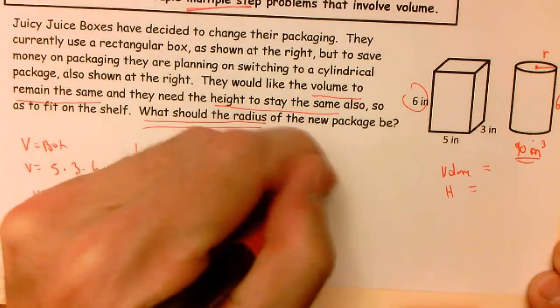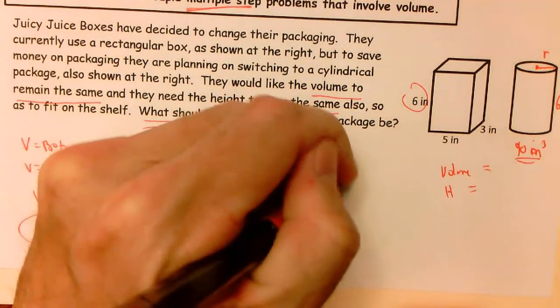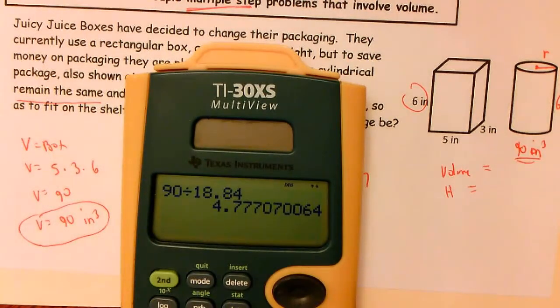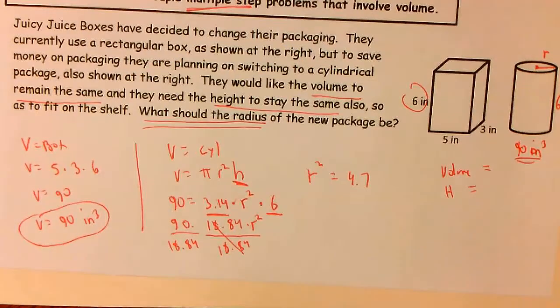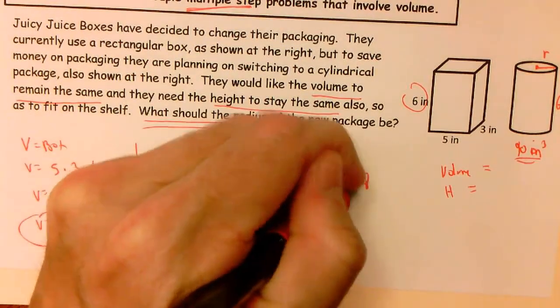So that gives me r squared equals, and on my calculator I do 90 divided by 18.84, and I get a rather lengthy decimal, right? I get that decimal right there. Now I'm going to leave that decimal on my calculator, but I'm not going to write the whole thing down here. I'm just going to round it to maybe 4.8.